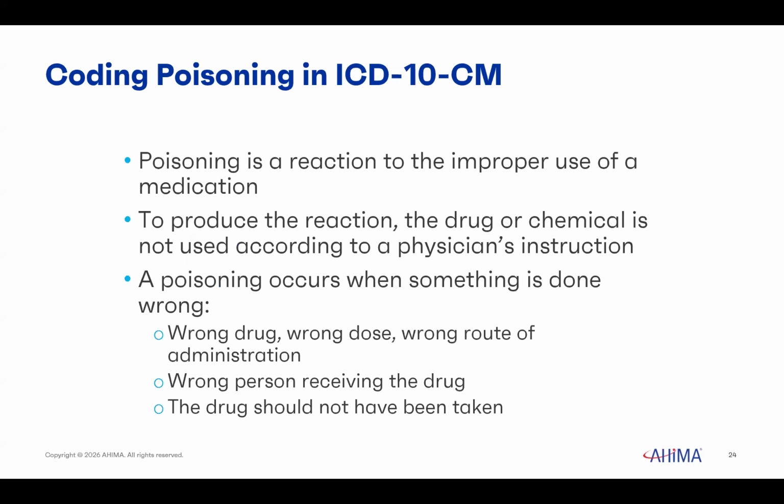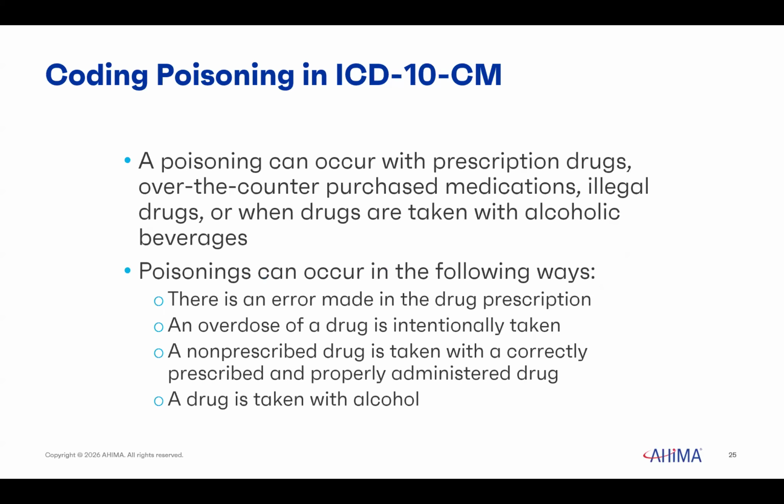Now we're going to take a look at poisoning. Poisoning is a deliberate or accidental ingestion of a medication or substance that happens when something's done wrong. Could be the wrong drug, could be the wrong dose, wrong route, wrong patient, or a drug that never should have been taken. Poisonings may involve prescription drugs, over-the-counter medications, illegal drugs, or some sort of drug-alcohol combination.